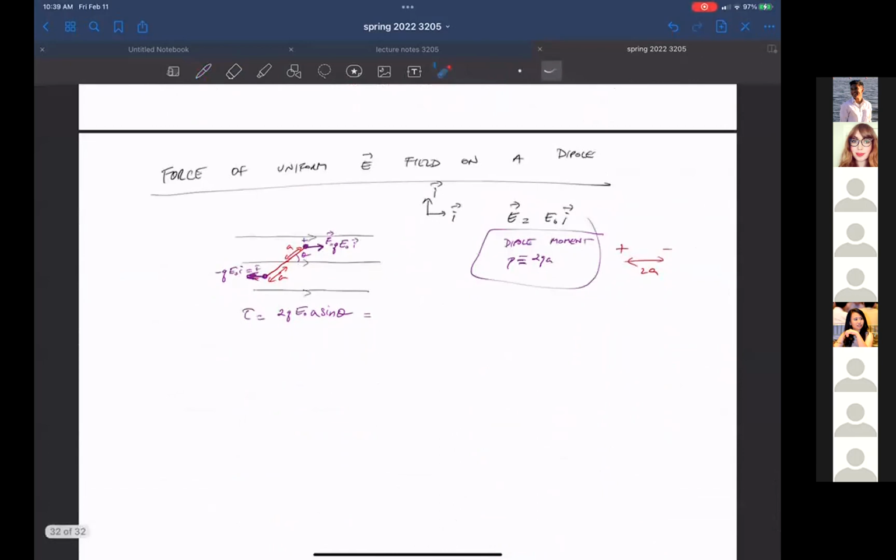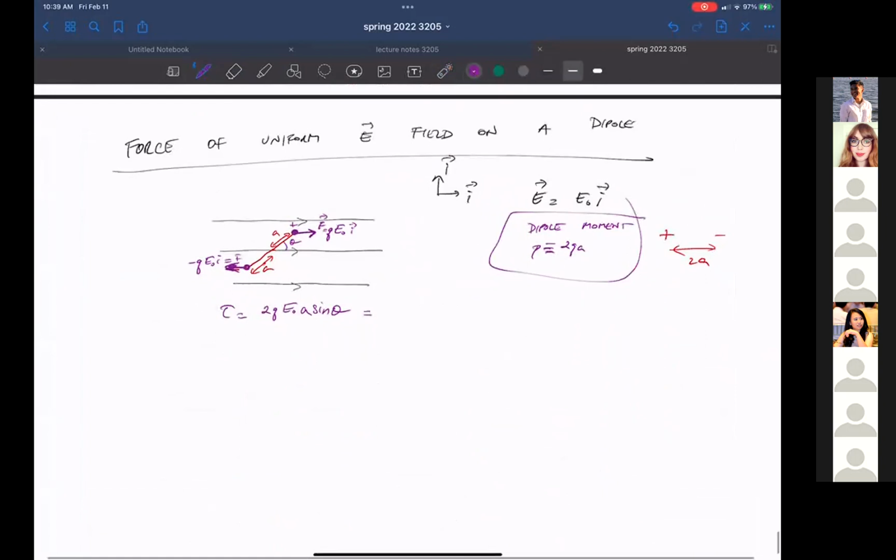We just substitute that, and so we end up with the torque being P E0 sine of theta, P again being the dipole moment, E0 being our constant electric field.